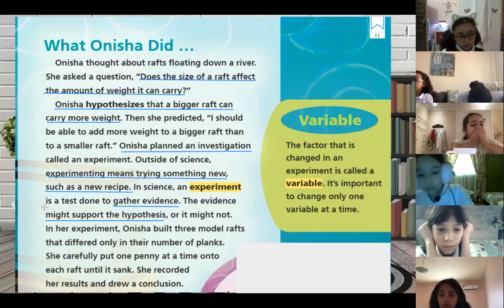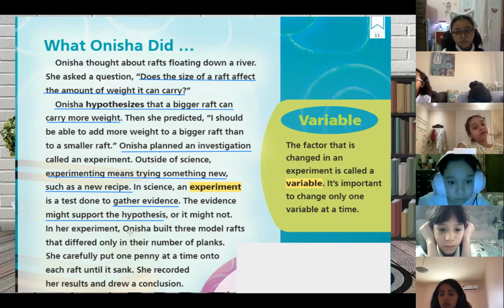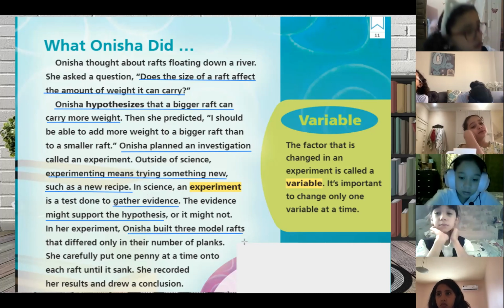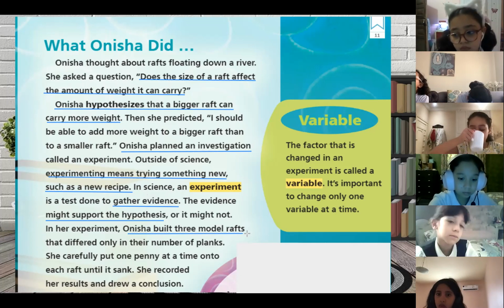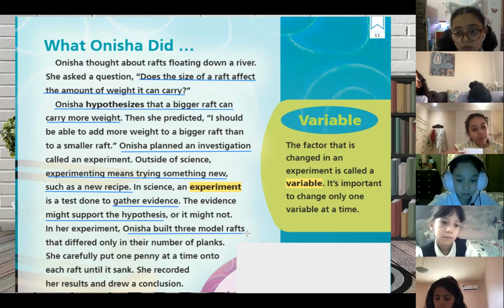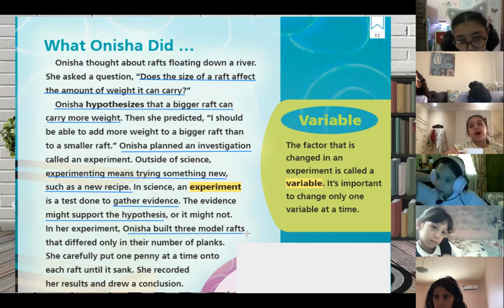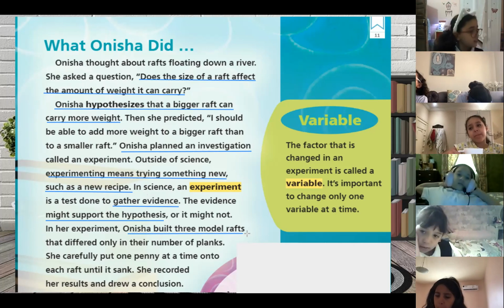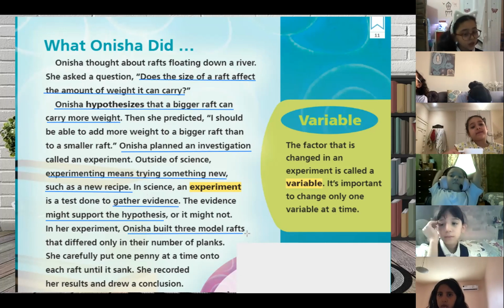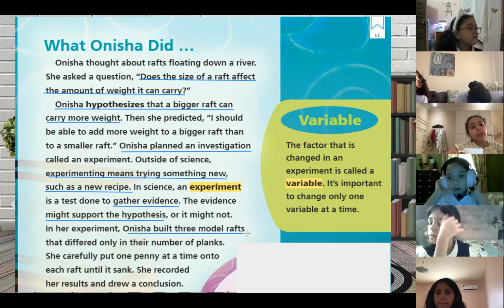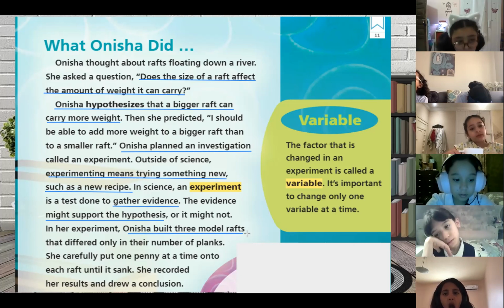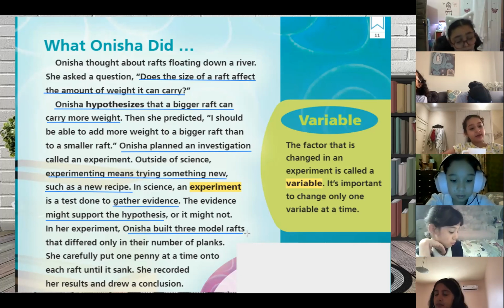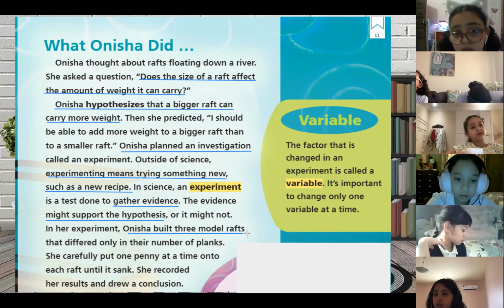Okay, girls? Now, Onisha built 3 model rafts. Ooh, see? This is something new. She built a model. Building a model. Is it important for you to make an investigation? I don't think so. Why? You need to do your experiment. Is it easy to bring large boats and large ships to test them to see which will take more weight? Is it easy? No, it's really not easy. So, to make it easier for you, I can make a model.